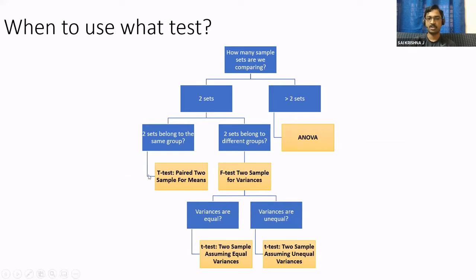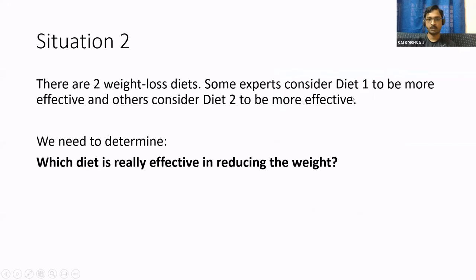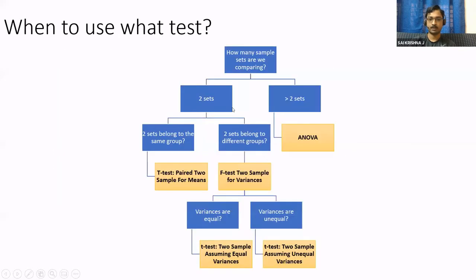So in that situation we will use the t-test paired two sample for means. In the second scenario, there is one group of people who have undergone diet 1, and there is one more group of people who have undergone diet 2. So the groups of people are different, right?